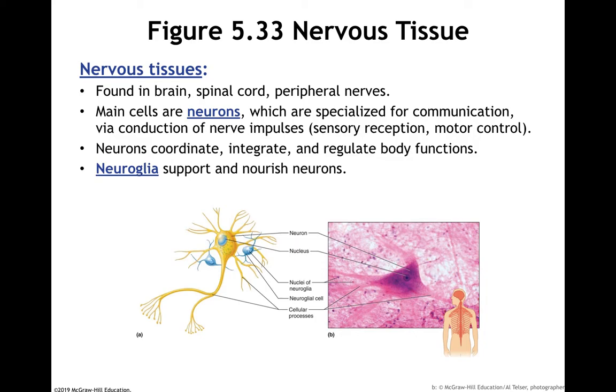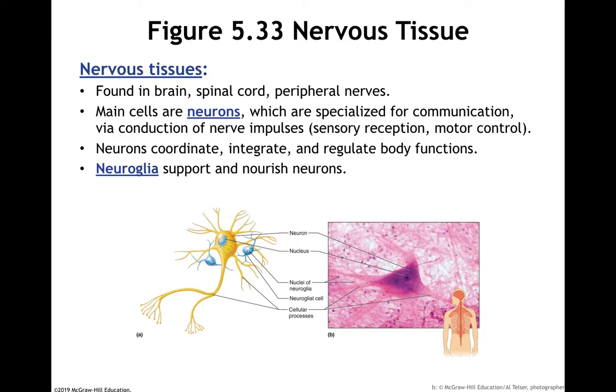Nervous tissue is found in the brain and the spinal cord, as well as our peripheral nerves. The main types of cells are neurons. Neurons are specialized in communication by transmitting nerve impulses. Those nerve impulses are electrical events, and they lead to things like sensory reception, motor control, even perception, all of the black box stuff that happens inside the brain. The neurons integrate and coordinate body functions, those things that need to be taken care of very quickly. They have a target cell, and the target organ generally is skeletal muscle, but it could be a gland.